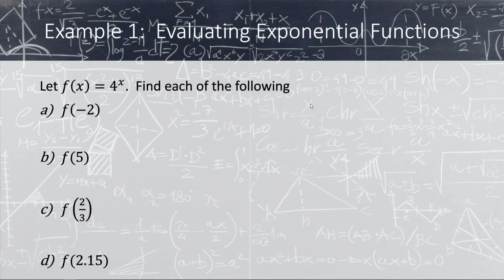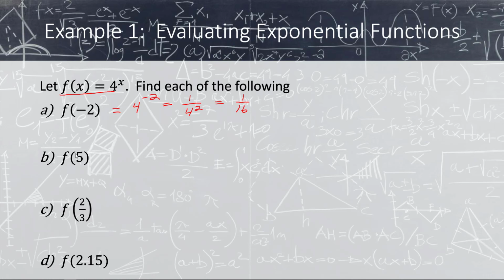One of the things that we are going to need to do is to evaluate exponential functions for certain values of x. So here, in this example, we're going to set f of x is equal to 4 to the x, and we're going to evaluate 4 raised to the x power for different values of x. The first one is f evaluated at negative 2. This will be equal to 4 to the negative 2 power. We can rewrite this as 1 over 4 squared. And of course, 4 squared is 16, so this will be 1 over 16, and we are good to go.